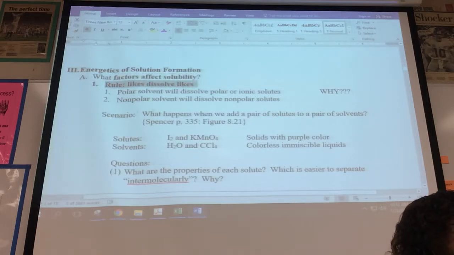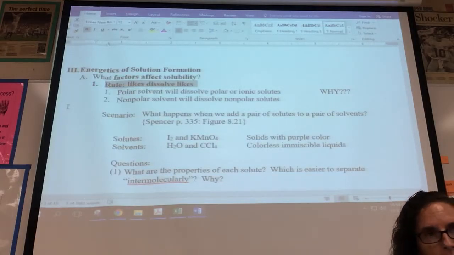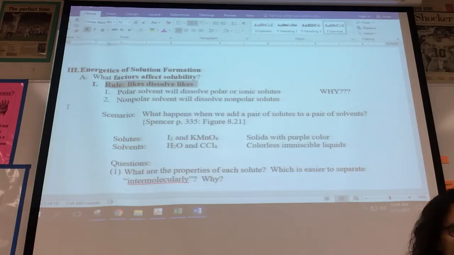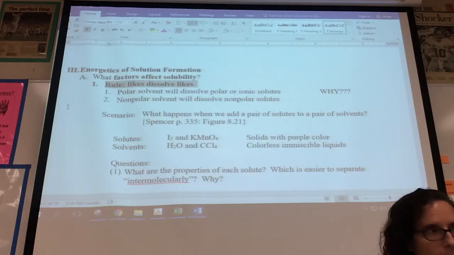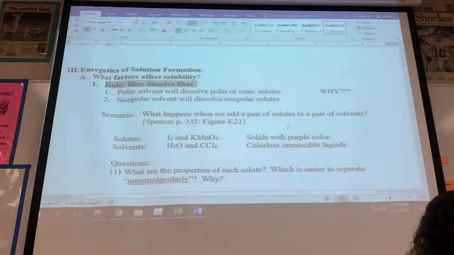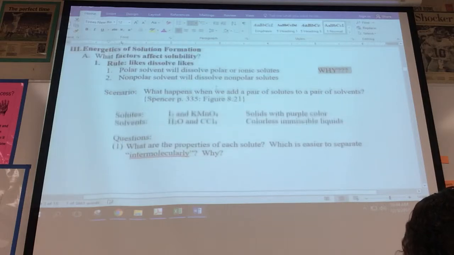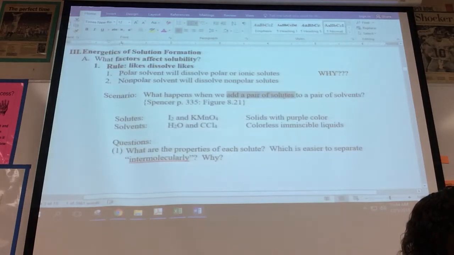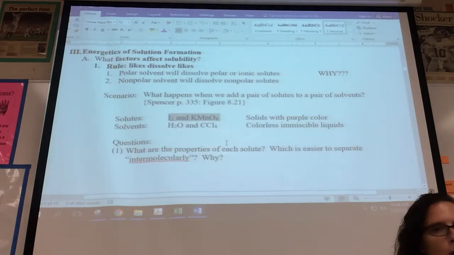And even last year you saw that likes dissolve likes. Nonpolar solutes tend to be soluble in nonpolar solvents, and polar solutes tend to be soluble in polar solvents. What we really want to focus on here is the why. So we're going to look at what happens when we add solutes to solvents. Our two solutes are going to be iodine and potassium permanganate. They're both purple solids.